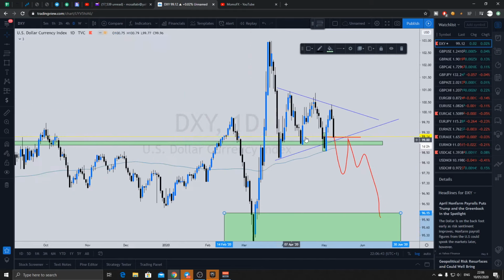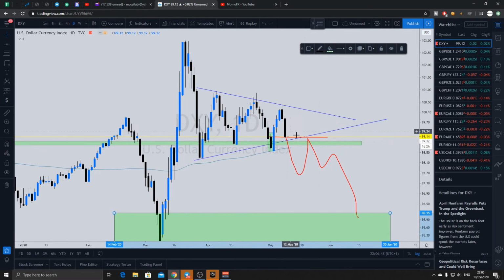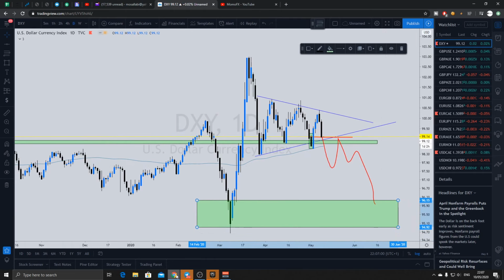So what I'm looking for again is to find support around this area, push up, and sooner or later, as this wedge gets tighter and tighter, price is going to break out either to the upside, which means we're going to target this candle right here, this area, and then go down long, or it breaks out and then we get a retest back and down, right? So that's what I'm looking for on the DXY currently.